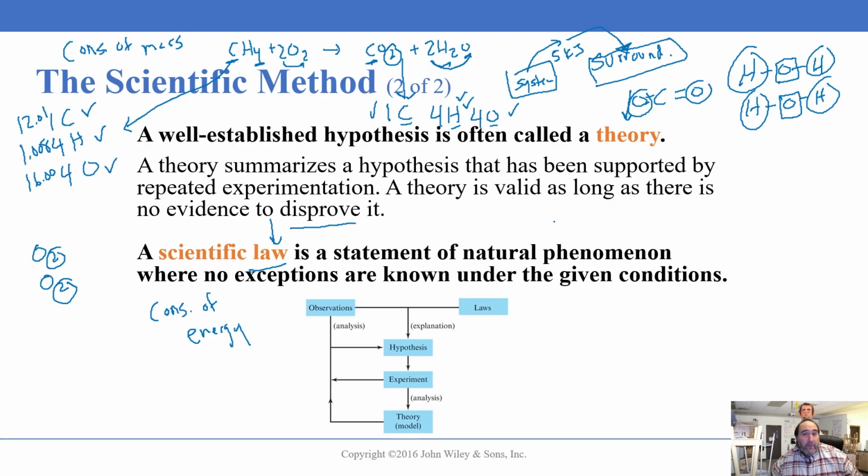We always end up with and start with the same elements. They just end up in different places. That's essentially what a chemical reaction is. It's a chemical change. What we start with and what we end up with are fundamentally different things, but they are made up of the same elements.